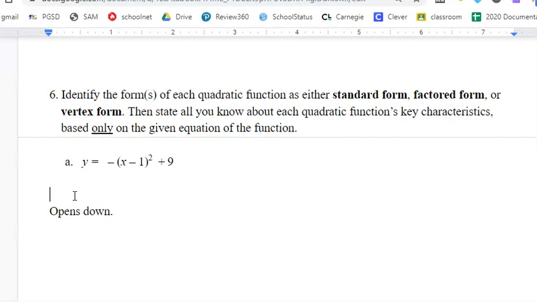It is not in factored form because you can't really see the exponent 2 in factored form, at least not usually, and it's not in standard form because there will be no binomials squared in standard form. All right, it opens down, so that is true. Let's see, the minus 1 and the plus 9 are telling us that the vertex is 1, 9, because it goes right 1 up 9.